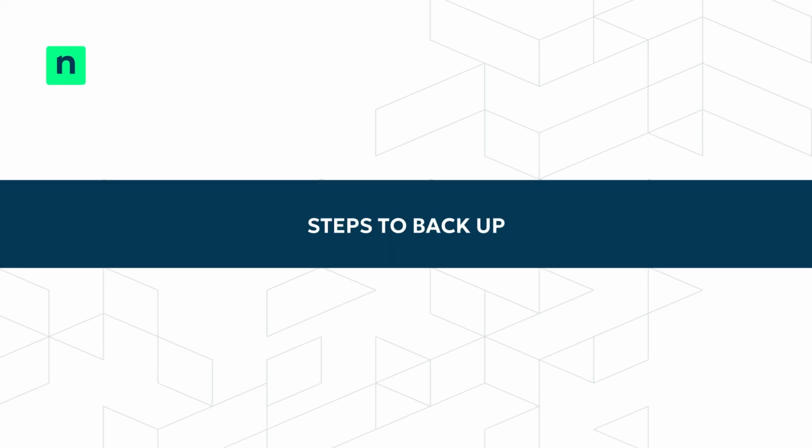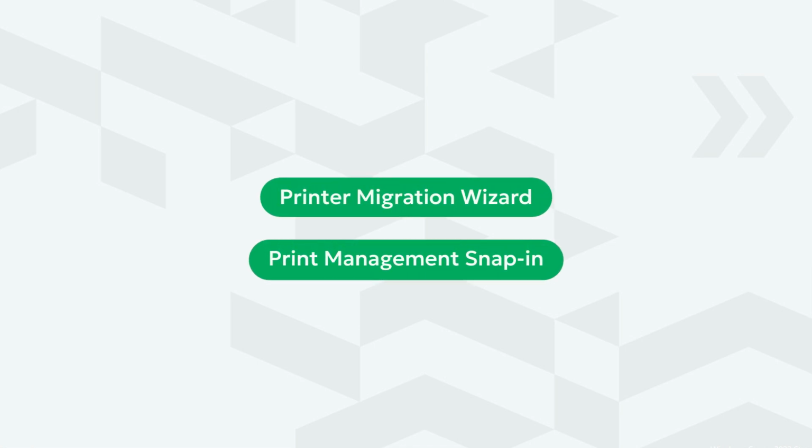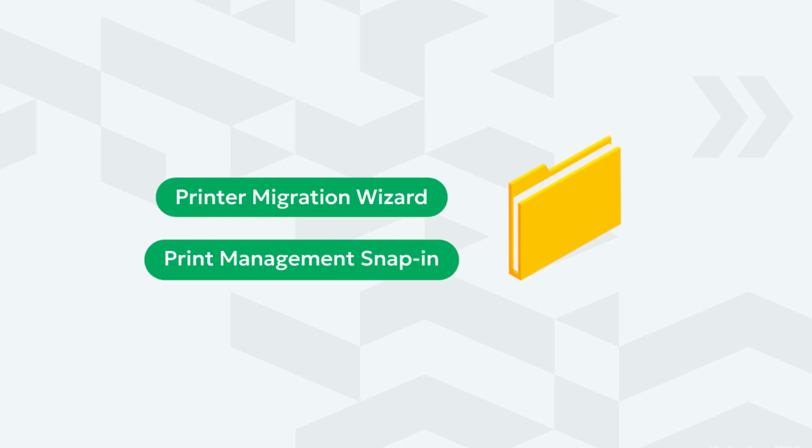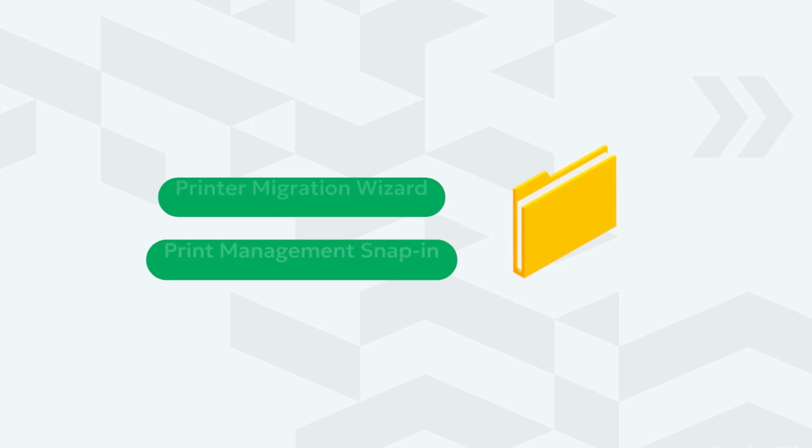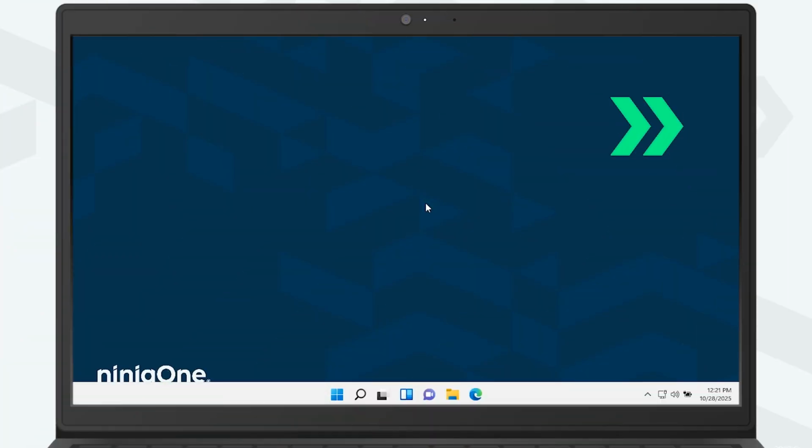Steps to backup. Windows includes two main tools for printer backup, the Printer Migration Wizard and the Print Management Snap-in. Both create a .printerexport file that captures drivers and printer settings, including local and network printers. Let's start with the Printer Migration Wizard, available in all editions of Windows 10 and 11 except the Home Edition.